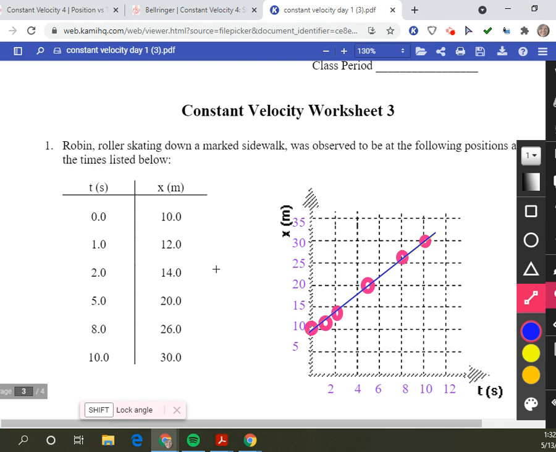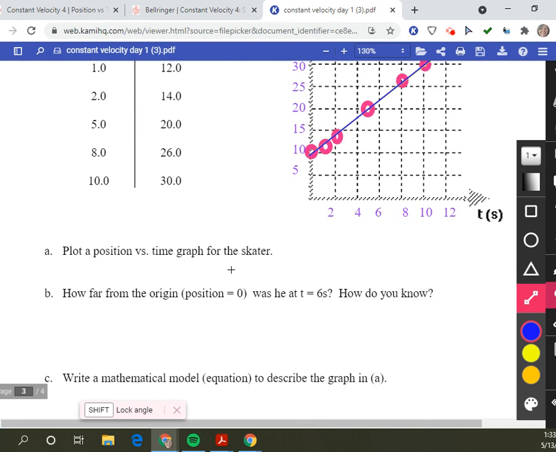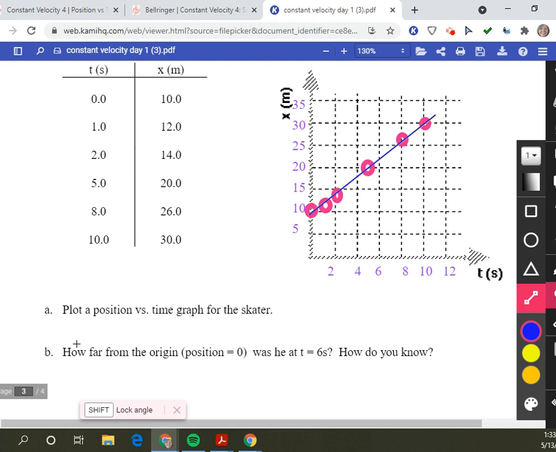All right, so that gives us some data. That is a graph. We've used the time as the x-axis, the position in meters as the y-axis, and they purposefully made it confusing by putting an x there. But you want to think x marks the spot in this case. The y-axis is always position. Okay, so we did A, plot the position-time graph for the skater.